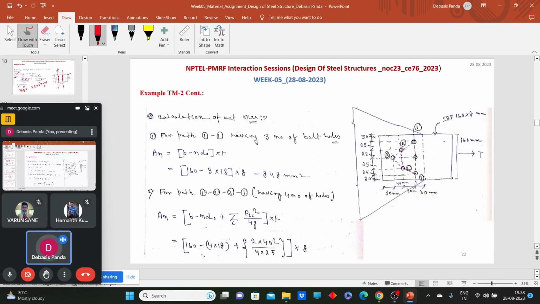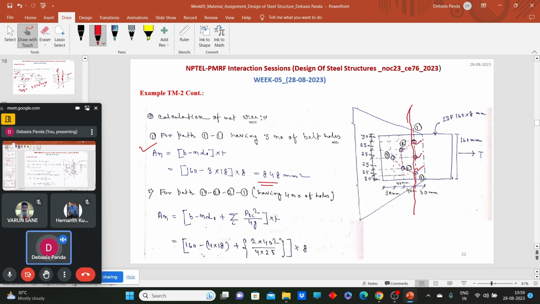So for 1-1, what will be the value of the net area A_n? It is B minus n d_0 into t, because the 1-1 path is a chain bolting. So B minus n d_0 into t. How many bolt holes are there? 1, 2, 3 bolt holes are there. So 160 minus 3 into 18 into 8, right? So along the path 1-1, we have 848 square millimetre net area.